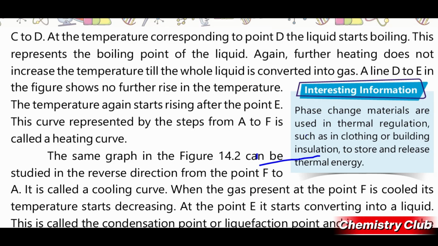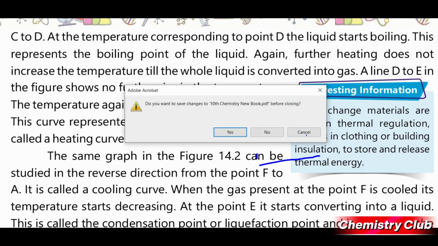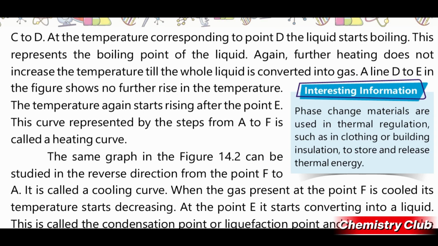The temperature again starts rising after the point E. This curve is represented by the step from A to F. So A to F is the heating curve. The same graph in the figure can be studied in the reverse direction from point F to A. From point F to A is called the cooling curve.